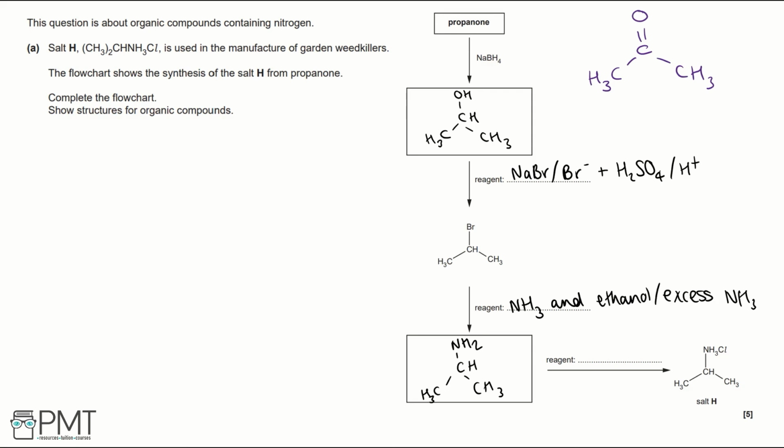Then finally, we need to look at the reagent to go from this amine to the salt. So we look at what we're missing. Well, we're missing a hydrogen and a chlorine. So our reagent is going to be hydrogen chloride. To get the 5 marks for this question, you get a mark for each reagent that you've written, and then you get your other 2 marks from the 2 structures that you draw.